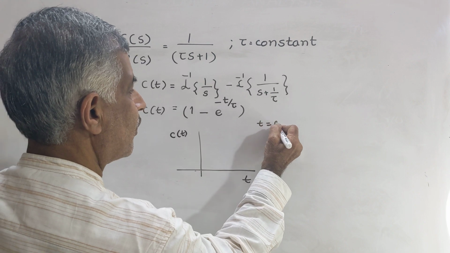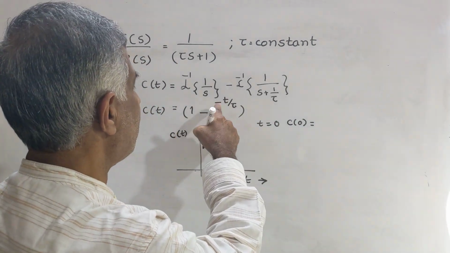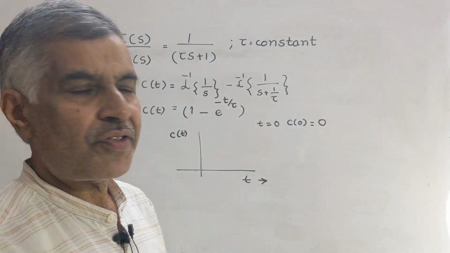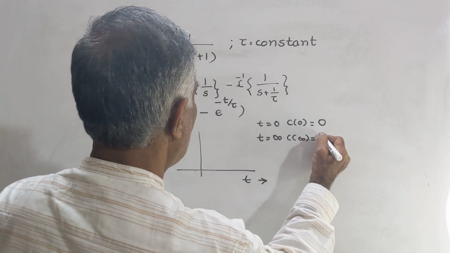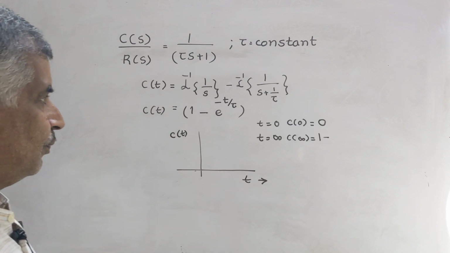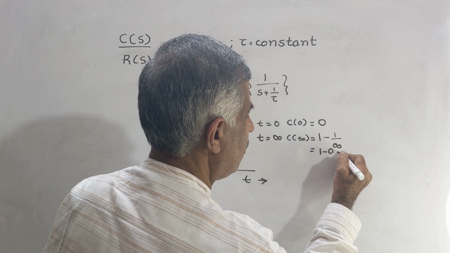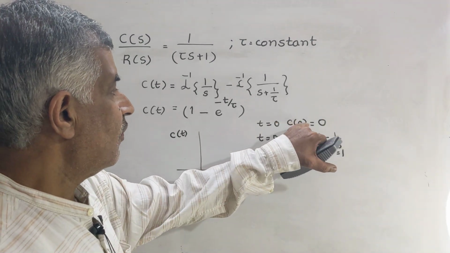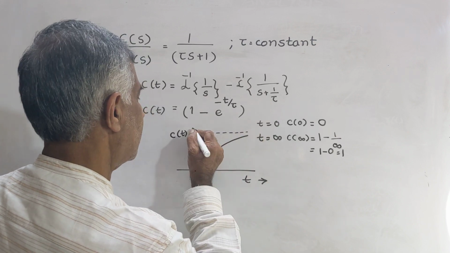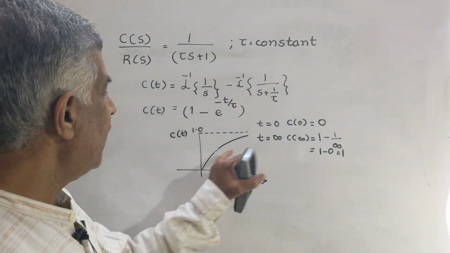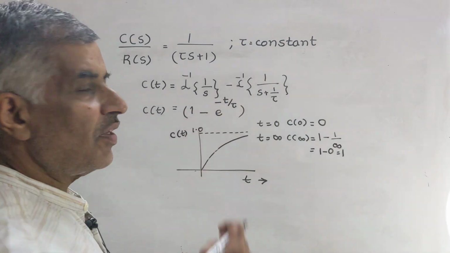See, at t equals 0, C of 0 is, substituting t equal to 0, 1 minus 1, that is 0. That means it starts from 0. And at t equal to infinity, C of infinity becomes 1 minus 1 by infinity, that is 1 minus 0, that is 1. So C of 0 is 0, C of infinity is 1. If you sketch the graph, it is like this. So at t equals infinity, it becomes equal to 1. Therefore, this is the graph of C of t equals 1 minus e power minus t by tau.